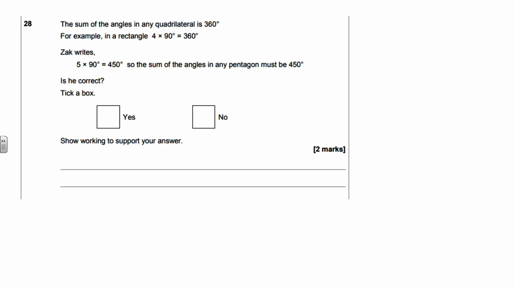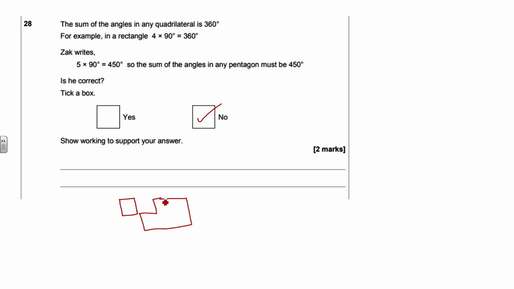Question 28. The sum of the angles in any quadrilateral is 360 degrees. For example, in a rectangle, 4 times 90 is 360. Zach writes, 5 times 90 is 450 degrees, so the sum of the angles in any pentagon must be 450 degrees. Is he correct? Gut instinct says no. Think about why. So if we try and draw a shape, 90 degrees, 90 degrees, another 90 degrees, how are we going to get 5 sides when we've got everything being 90 degrees? It's not going to happen.